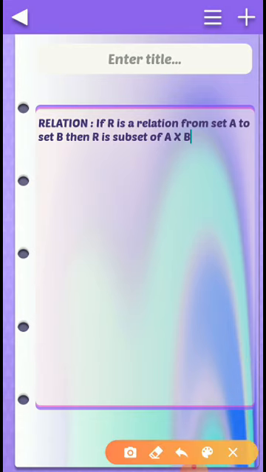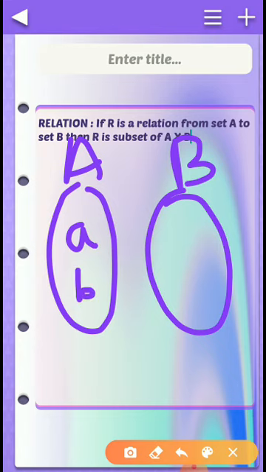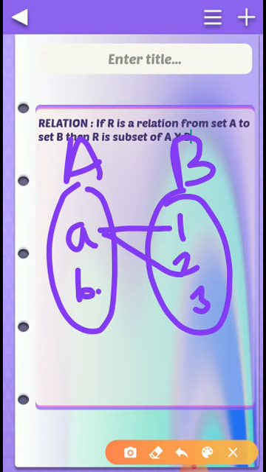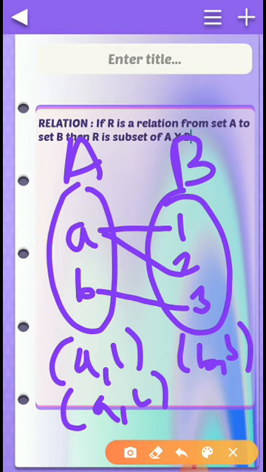Suppose I have two sets, this is set A and this is set B. It has the elements a and b, and here 1, 2 and 3. Suppose I have mapped like this. Now can you say, is it a relation? Yes, it is a relation because the elements will be (a, 1), (a, 2) and (b, 3). It will be a relation only when it is a subset of A cross B, and these three elements are subsets of A cross B.